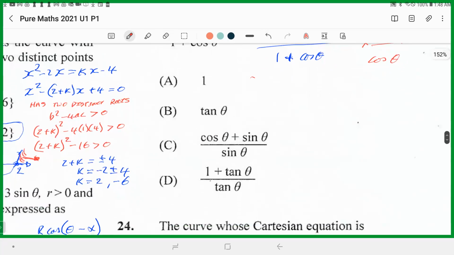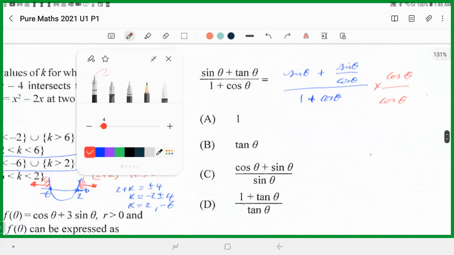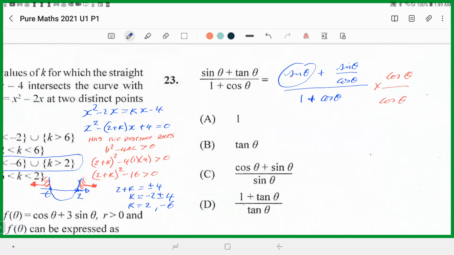I'm keeping an eye on these answers down here as I go, working towards them, and let's see what will happen. So I'm going to multiply this times this. I'm going to get sin theta cos theta, and then this time this cancels the cos, so I get sin theta over 1 plus cos theta. When I multiply them in, no, keep them separate: 1 plus cos theta times cos theta.